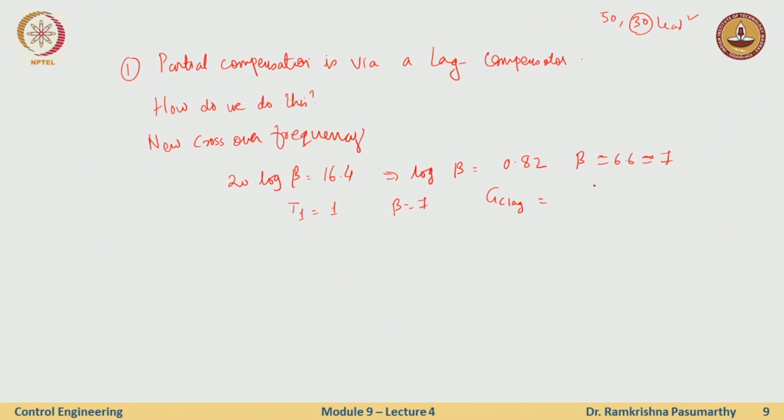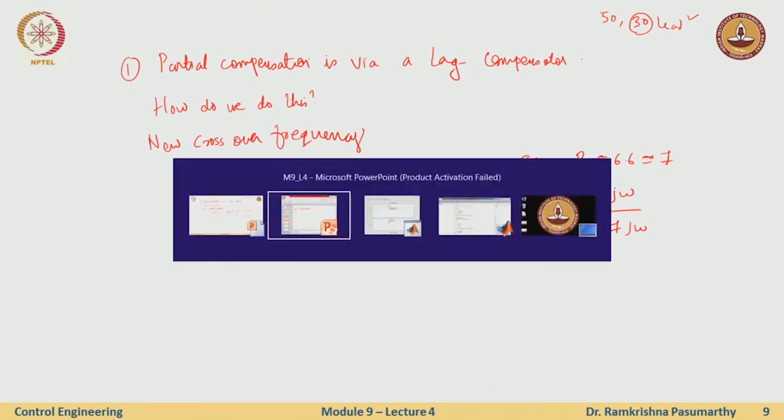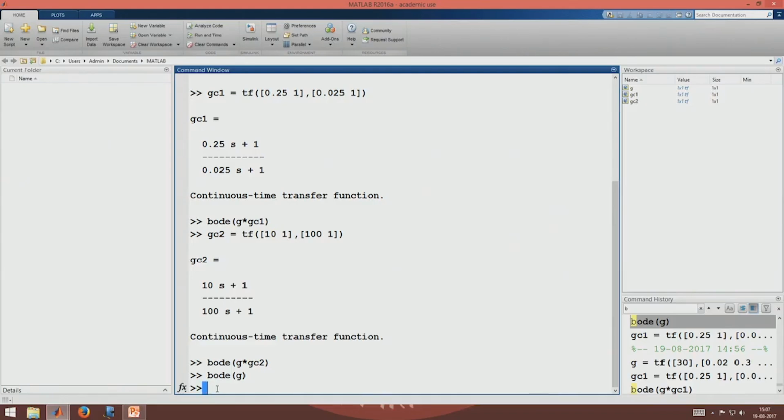I have S, 1 plus j omega over 1 plus 7 j omega. Now let's see what happens when I just plug in this compensator into my plant. I will call this my GC lag.